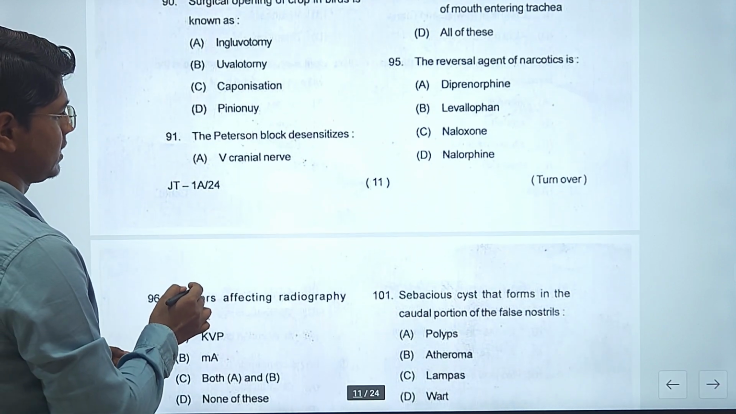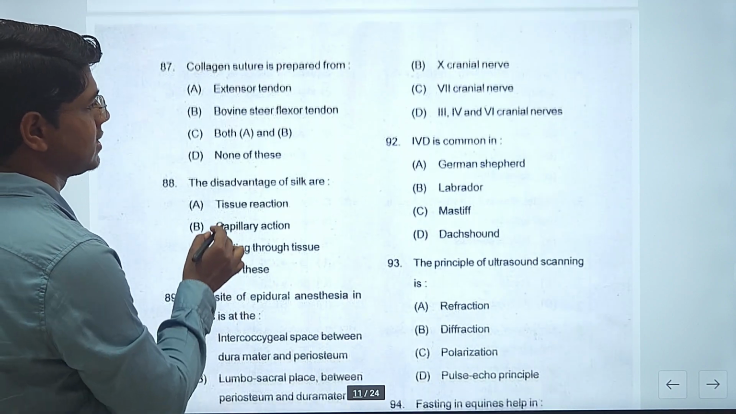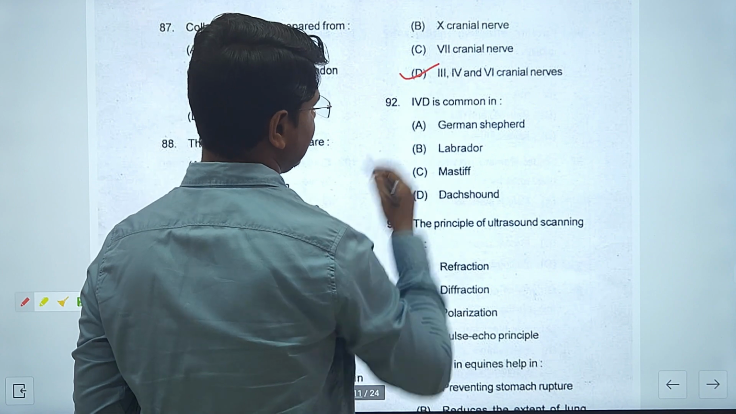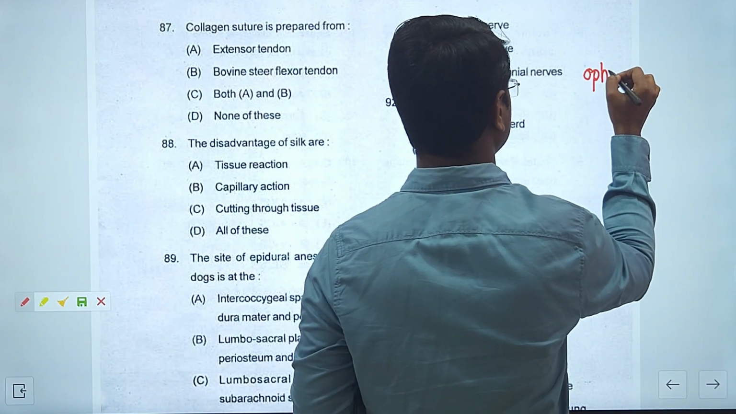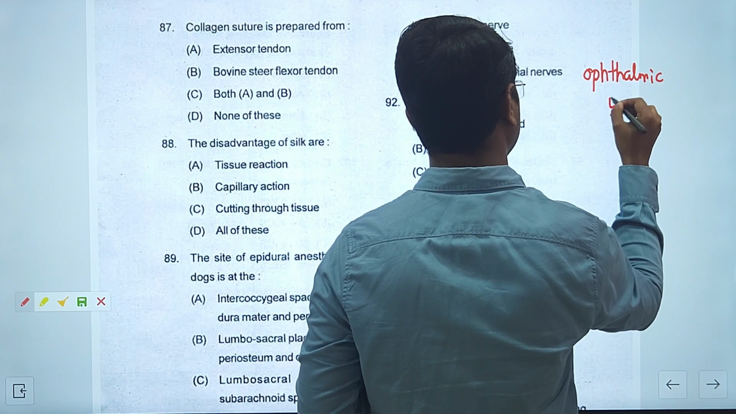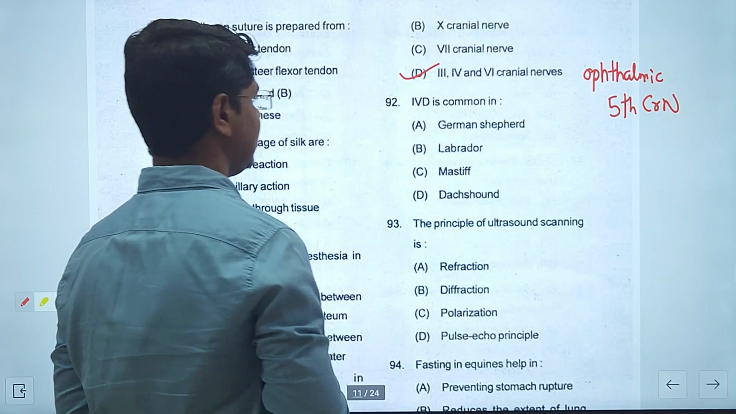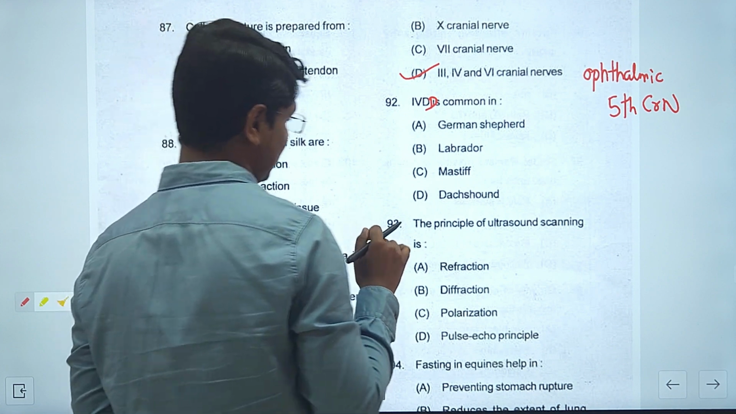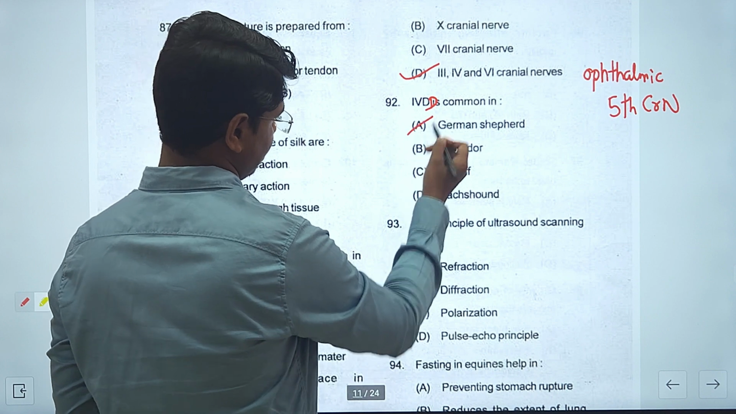The Peterson block desensitizes all the nerves supplying the muscles. That is 3rd, 4th and 6th. Answer is 3rd, 4th and 6th. And also it desensitizes some ophthalmic branches of the 5th cranial nerve, that is trigeminal. IVDD actually is intervertebral disc disease. It's most common in German Shepherd.